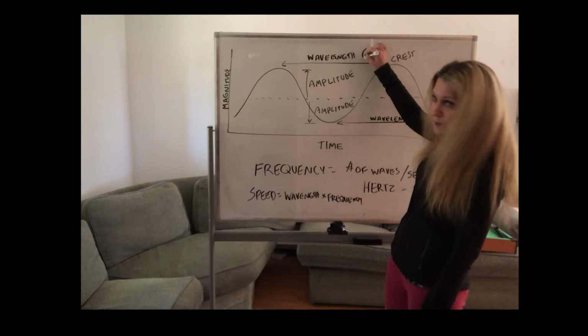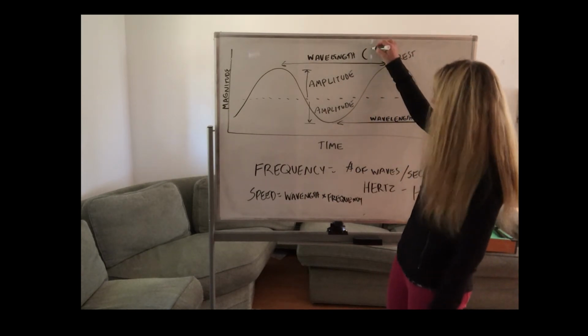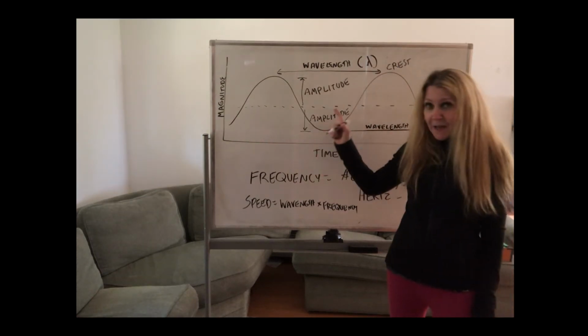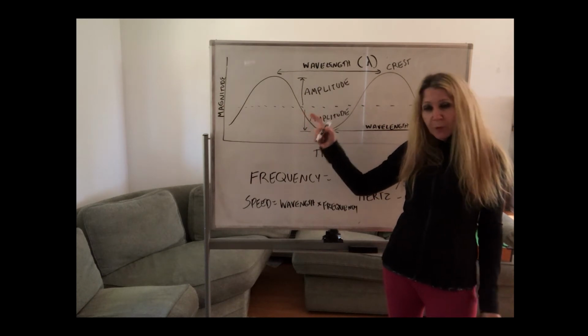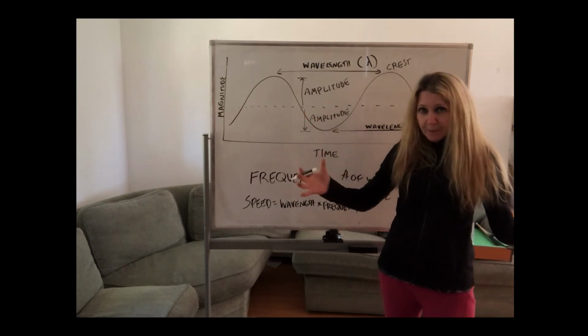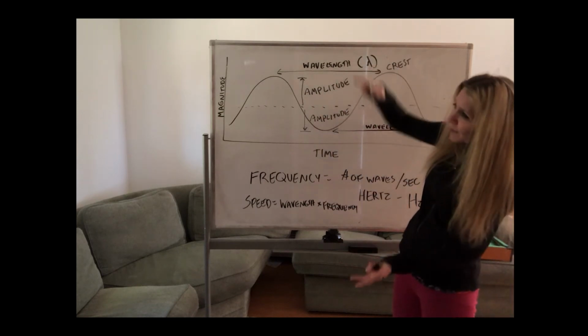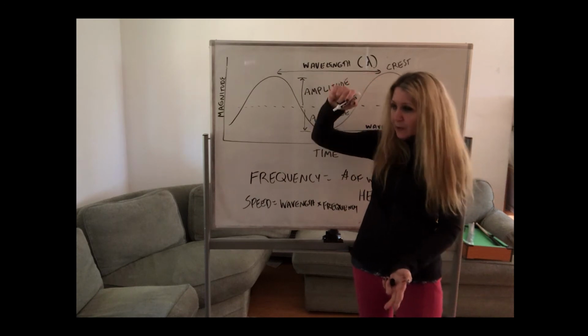For wavelength, we use a Greek letter, lambda, to indicate wavelength. It's kind of like that. Waves that have a higher amplitude have more energy. They're carrying more energy, which makes sense. So the higher the waves are, the more energy they actually carry.